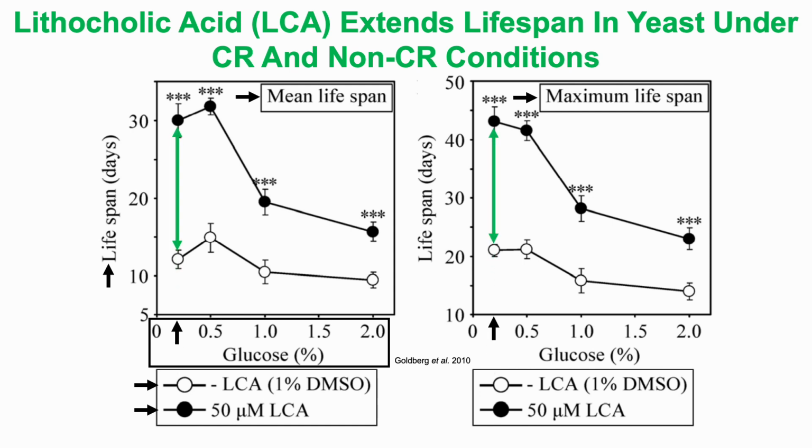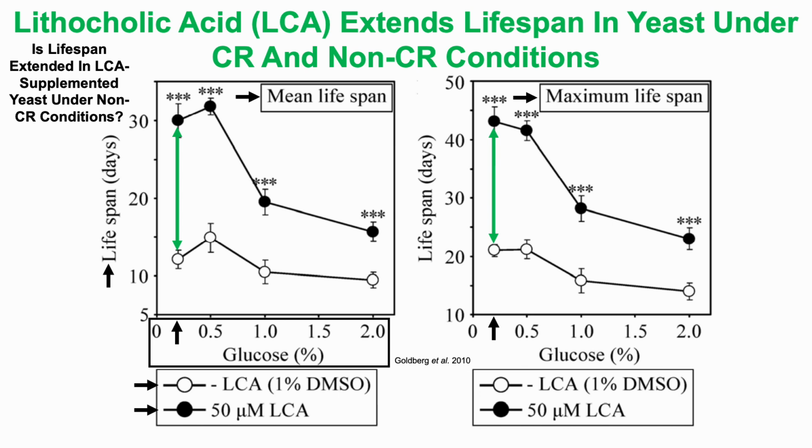and then the yeast that were supplemented with lithocholic acid in the filled black circles. So when looking at 0.2% glucose, the data that I just showed on the previous slide, there was that increase in median, but also, as we can see here on the left, mean lifespan. But then what I didn't show was there was also a significant increase in maximum lifespan, as shown in the right panel. All right, so what about under non-calorie restricted conditions?